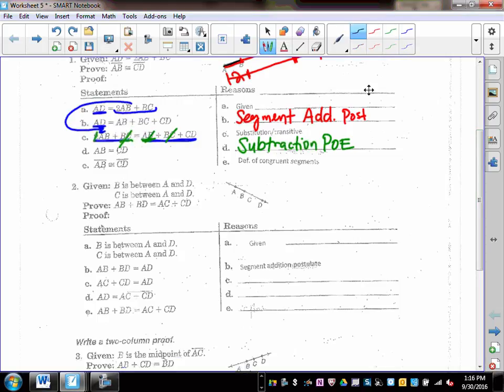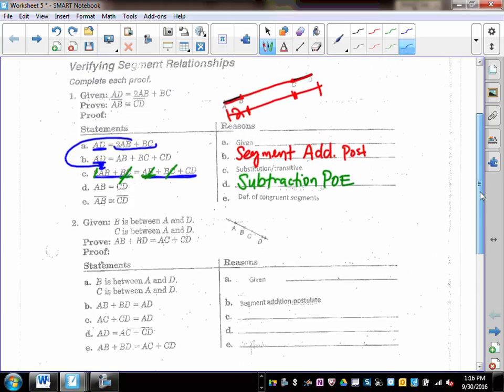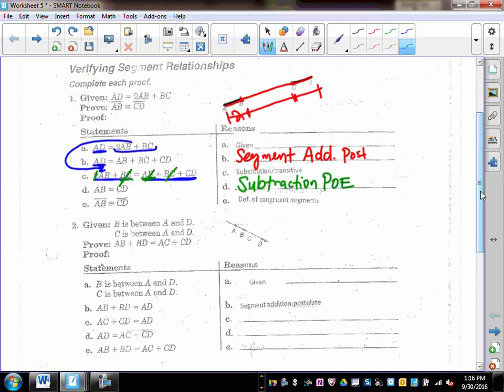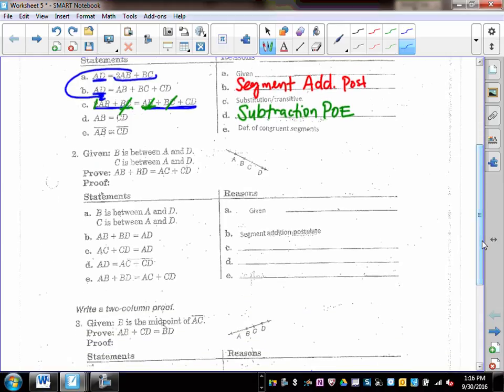Sorry. What are we stuck on? Oh, Edgar Allan Poe, Subtraction Poe. Sorry. Edgar Allan Poe was a writer, poet. Now we only use his last name Poe. All of his poems. Sorry. You can ask after class.